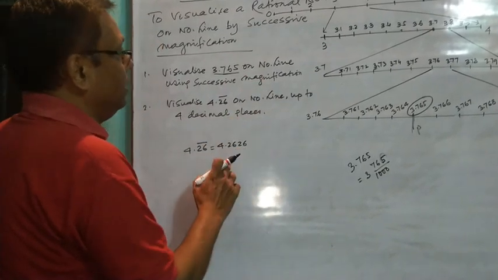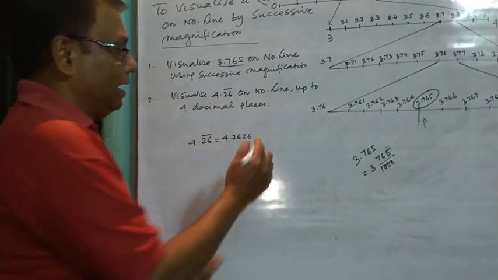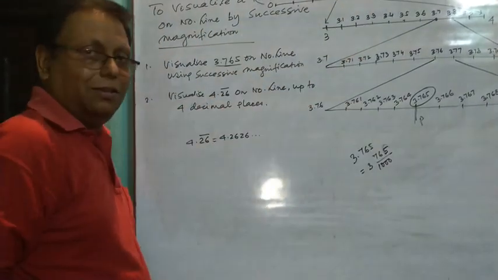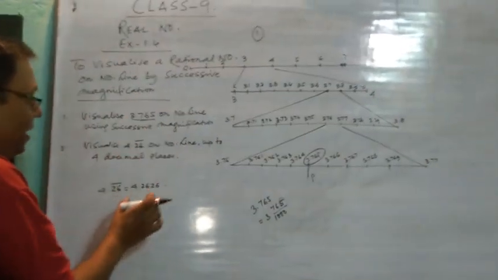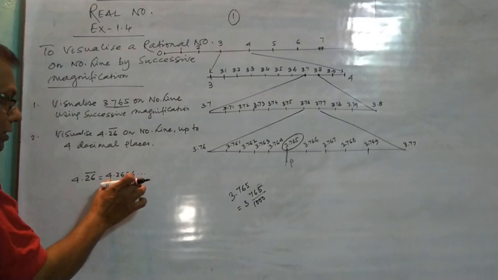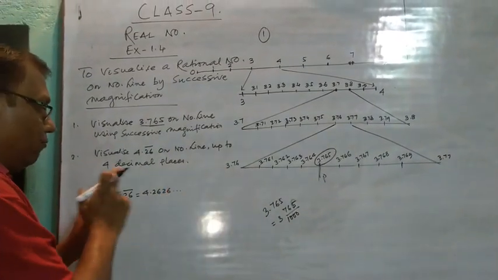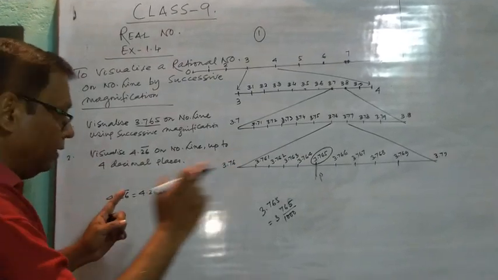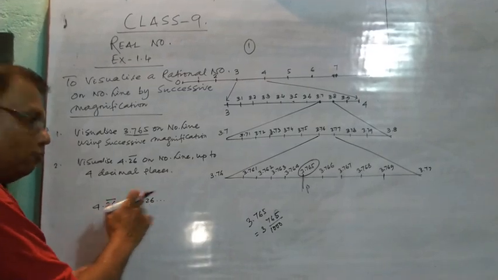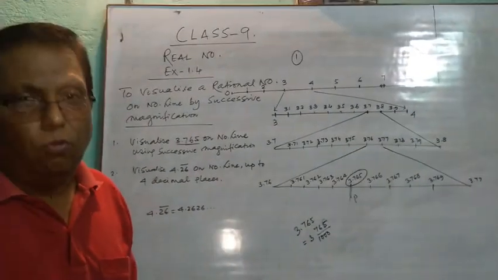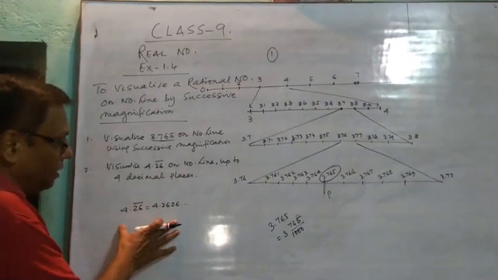That's all. Now again we will take the interval of 4 to 5 and proceed in the same way. I hope if you have understood 3.765, you can easily solve 4.2626. You will take 4 to 5, then in between 4.2 and 4.3, then 4.26 to 4.27, and like this it will go on. In the same process you will proceed. I hope you yourself can do it.